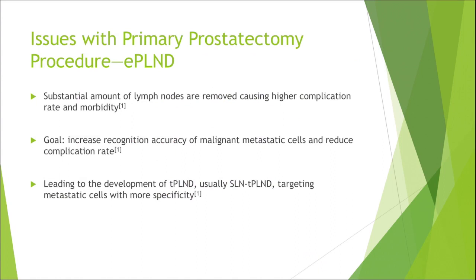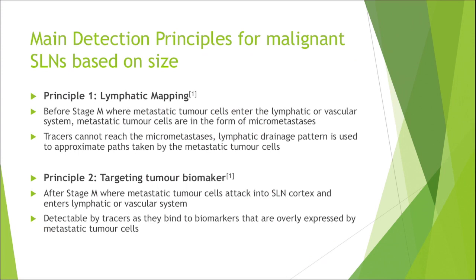As explained before, from stage T1 to stage N, the metastatic tumor cells have not entered the lymphatic or vascular system at these stages, which means it would not be possible to use tracers to identify these cells. Hence, an imaging agent that is able to simulate lymphatic drainage pattern is used to approximate the dissemination paths taken by these metastatic tumor cells.